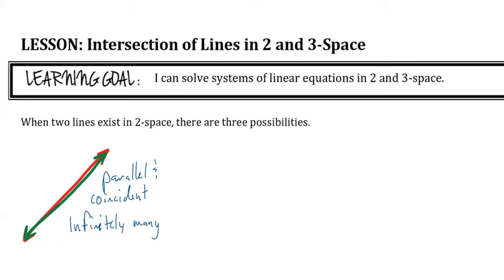Okay, what's another possibility? Grade 10 was a long time ago, apparently. Come on, folks, we don't have time for this. What else can you have? They could intersect at a point, good. And in this case, they might be perpendicular or they might not. That doesn't change anything, right?